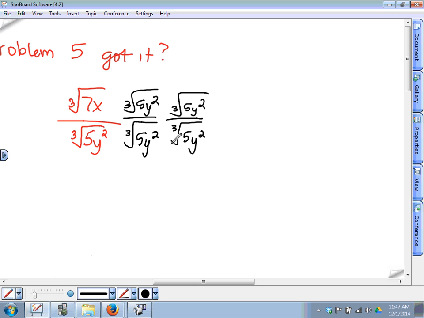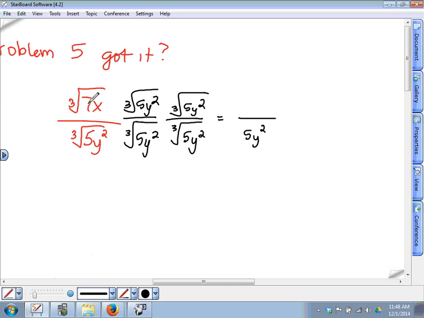If it's a cube root, how many of them does it take in order for the cube root to disappear? 3. Because this is a cube root. It takes 3 of them. Why did it only take 2 for a square root? Because the index is 2. Here the index is 3. It took 3. You guys see the difference here? Okay. So the cube root of 5y squared multiplied with itself 3 times results in just 5y squared. We good?